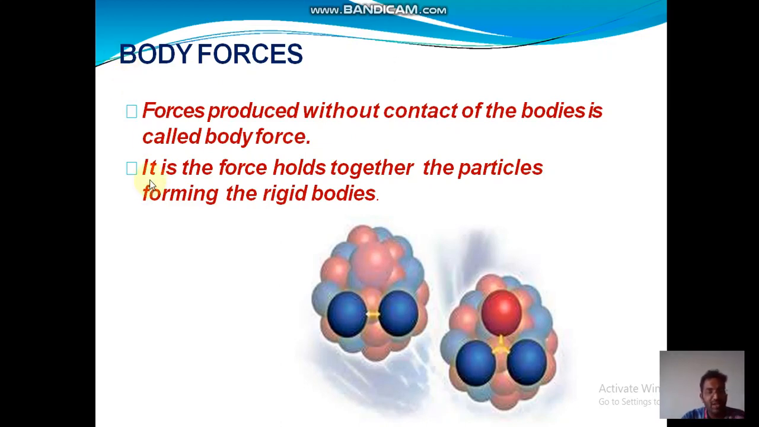Here it is clearly explained. It is the force that holds together the particles forming a rigid body. So to form a rigid body, one force we are going to apply on the particles. Then we can say it is a body force.